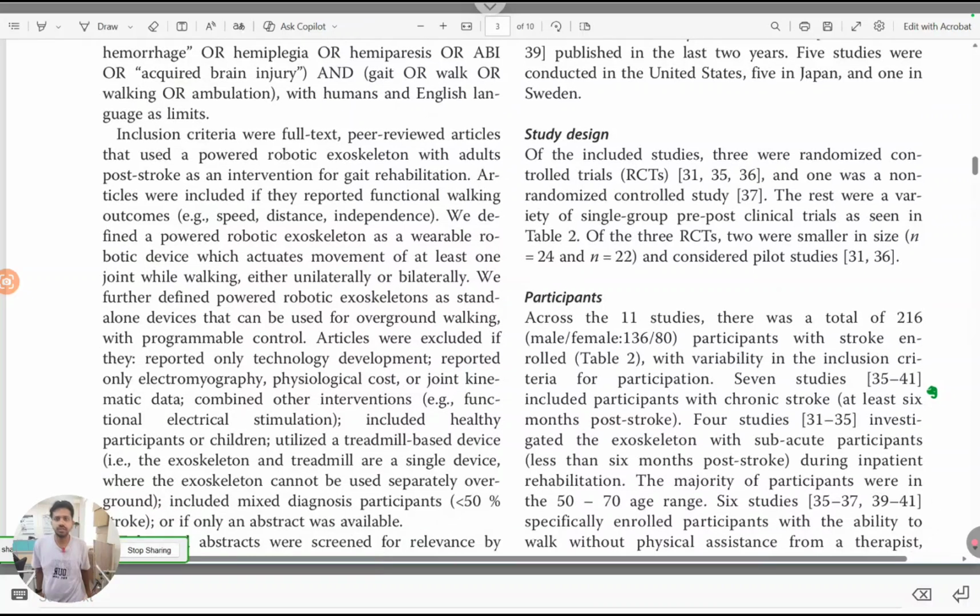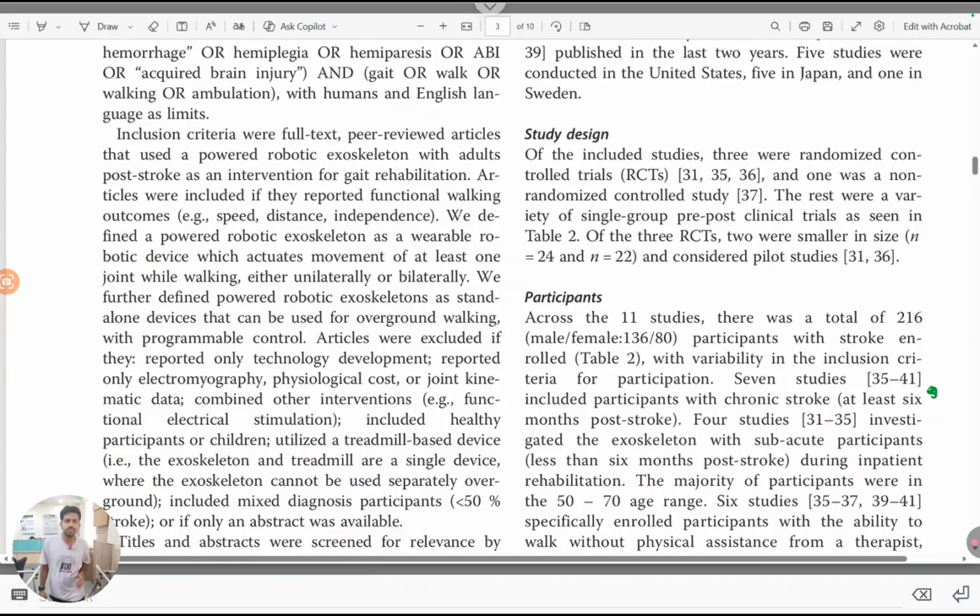Inclusion criteria were full-text, peer-reviewed articles that used a powered robotic exoskeleton with adults post-stroke as an intervention for gait rehabilitation. Articles were included if they reported functional walking outcomes, for example speed, distance, and independence. We defined a powered robotic exoskeleton as a wearable robotic device which actuates movement of at least one joint while walking, either unilaterally or bilaterally. We further defined it as a standalone device that can be used for overground walking with programmable control.